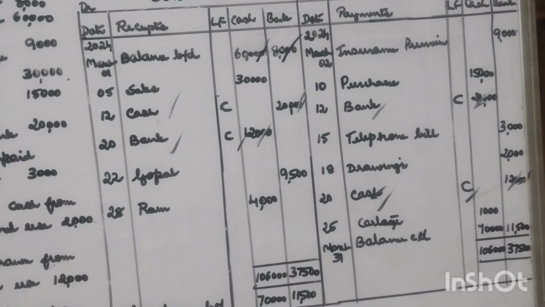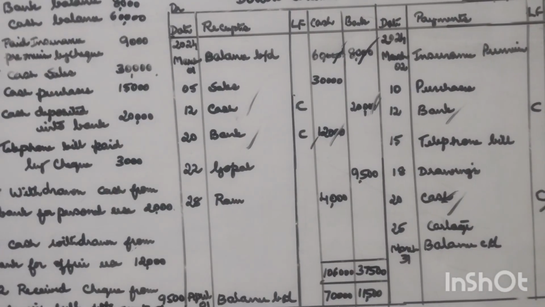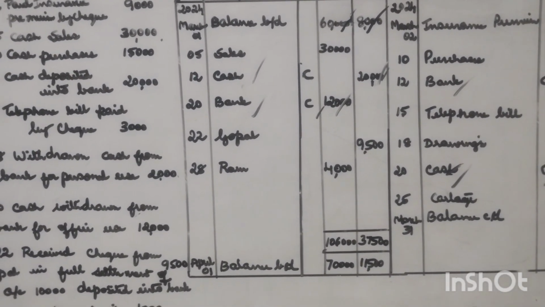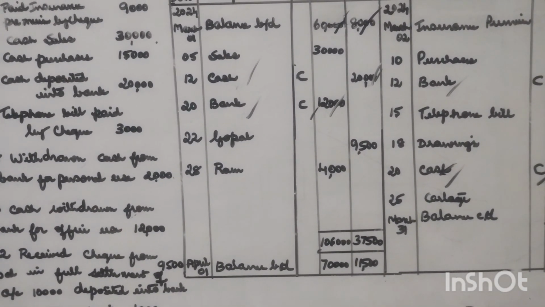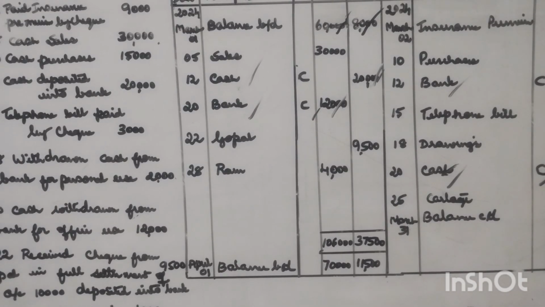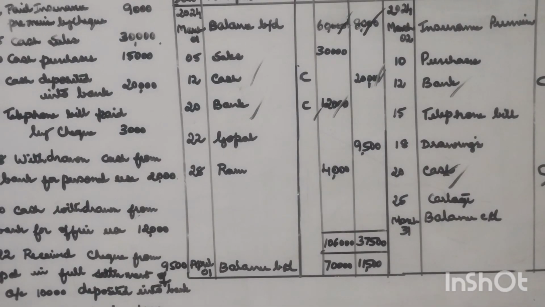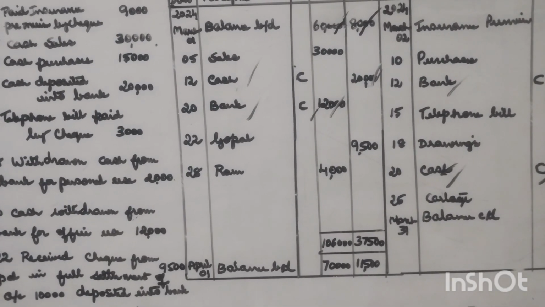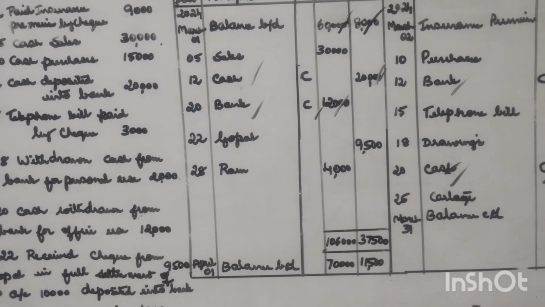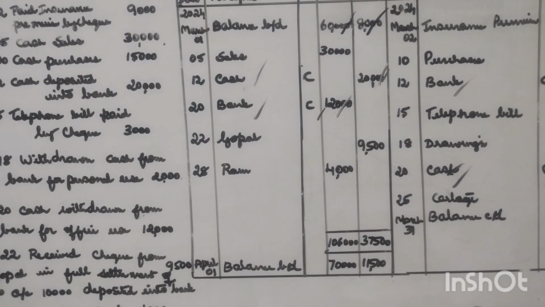that is March 31st, and it has to be brought as opening balance to the next month, that is April 1st, as balance brought down. The opening balance will be 70,000 as well as 11,500. So this is how the double column cash book has to be prepared. This is also one of the important questions that carries 12 marks.